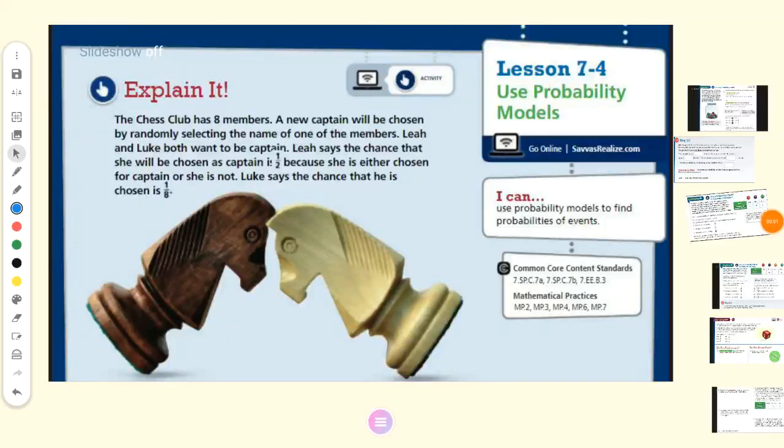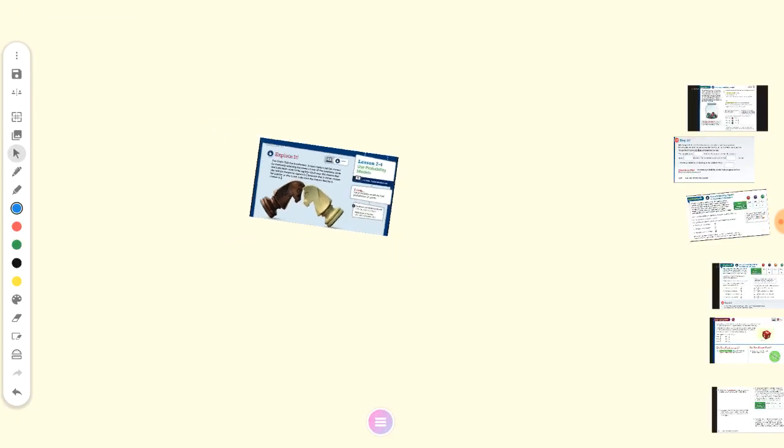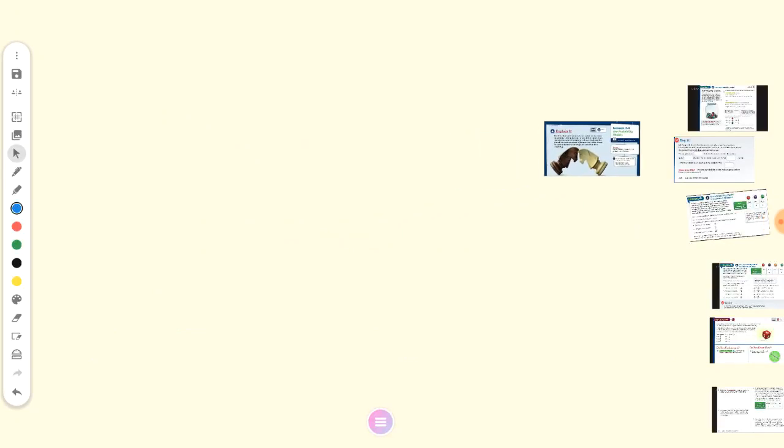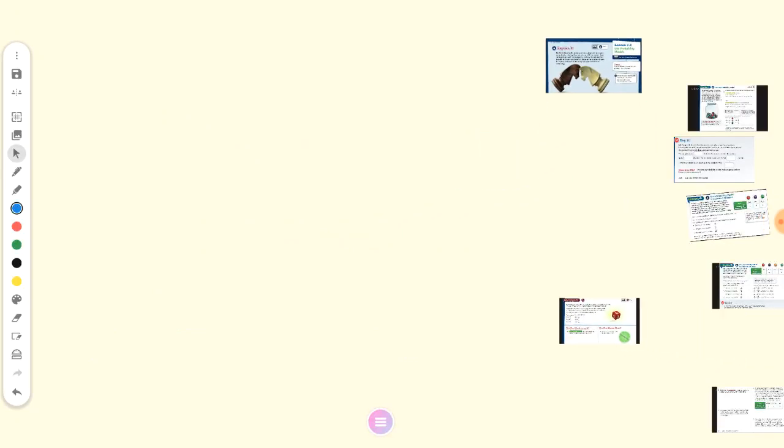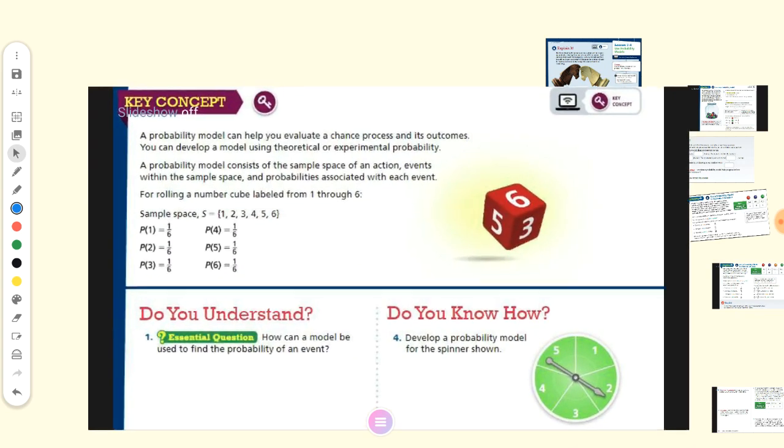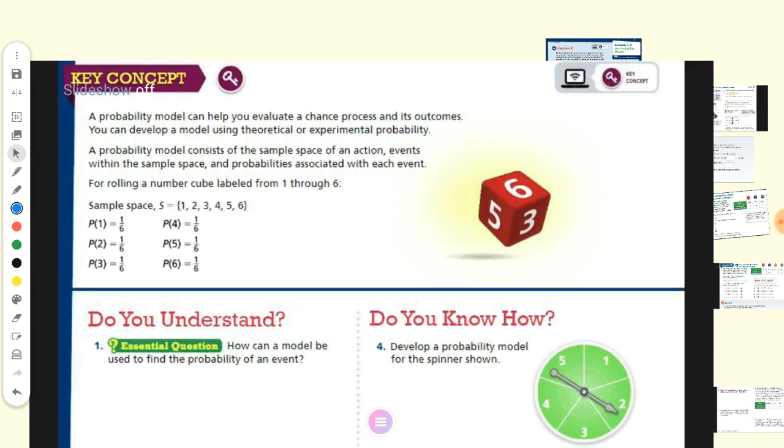Good evening, everyone. We will describe and explain lesson number 7.4, which is about using probability models. In general form, if you write the sample space and the probability of each event, and collect them together, this is called a probability model. A probability model can help you evaluate chance processes and their outcomes.